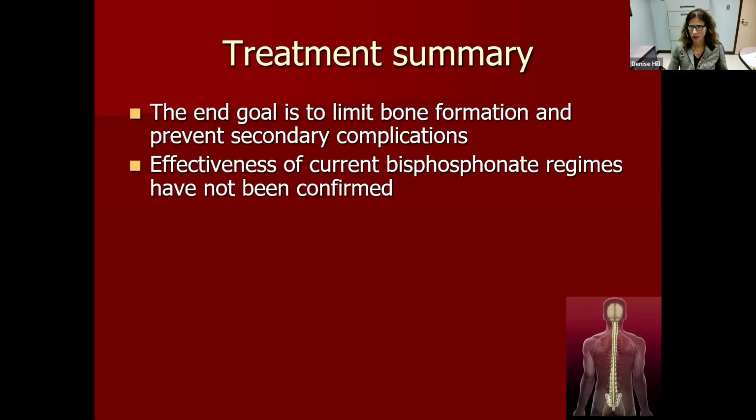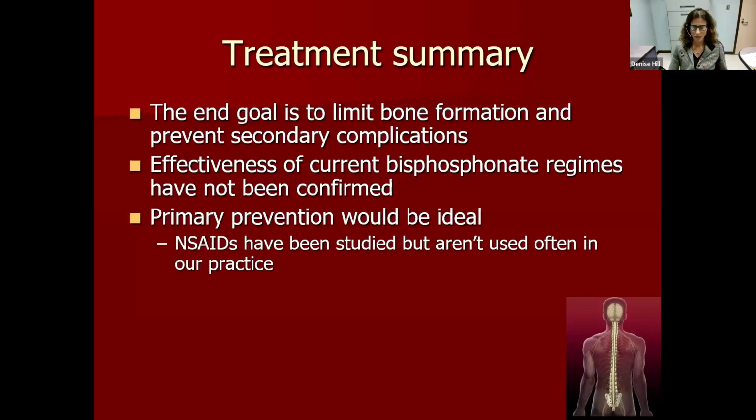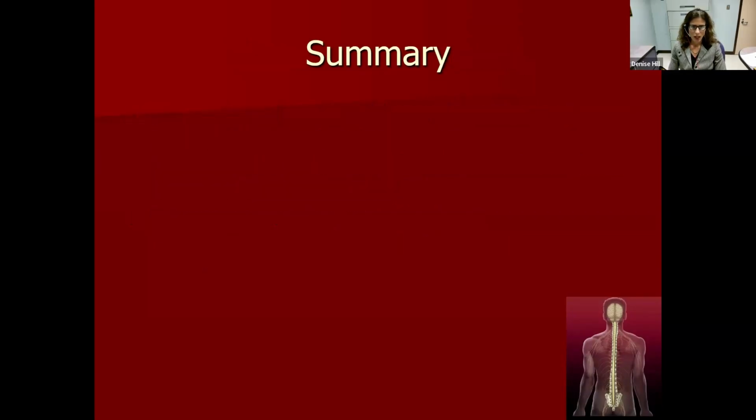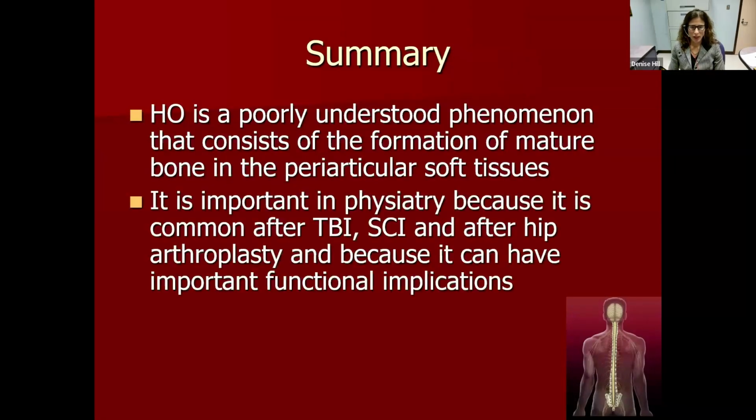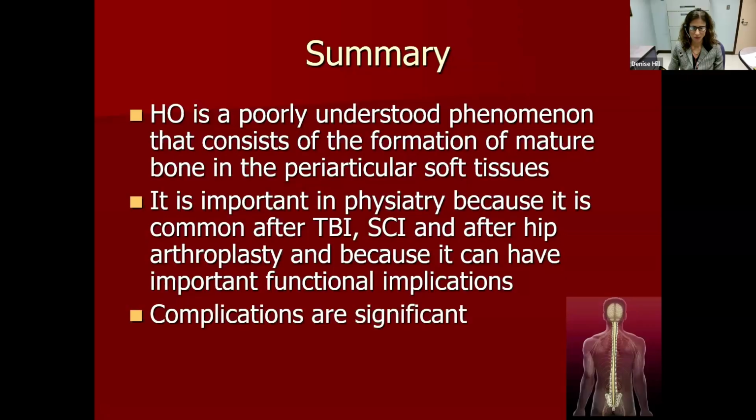Currently, there are a number of bisphosphonate regimes that people try, but they have not been confirmed with literature to be effective. Primary prevention has good literature for NSAIDs, but we don't seem to use them. It could be because the risks of NSAIDs perhaps aren't acceptable given the lowish incidence of symptomatic HO. The reason we believe this is important is because it is common in TBI and SCI and after hip surgery, and because we can see some typical rehab and functional implications.